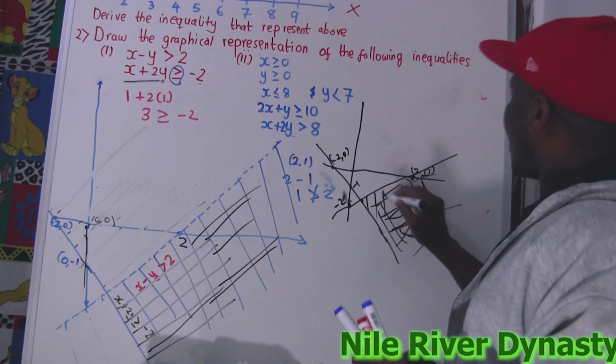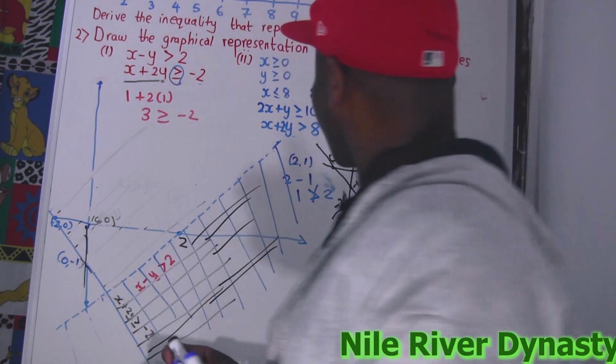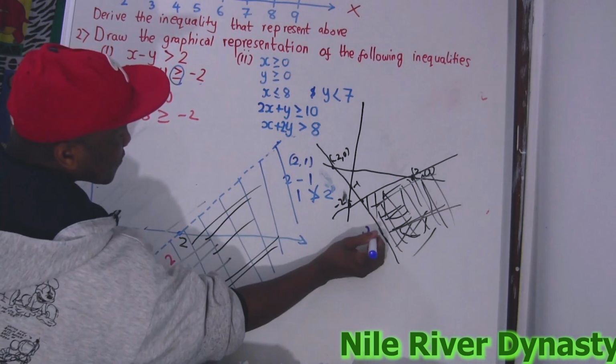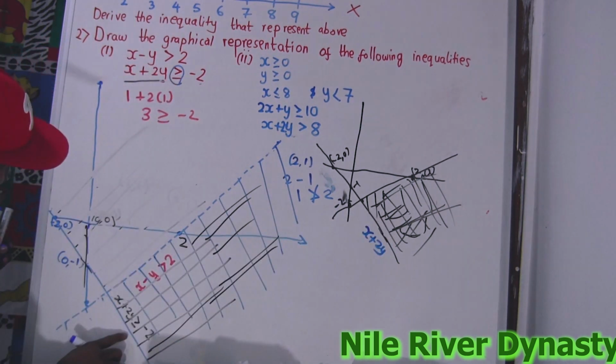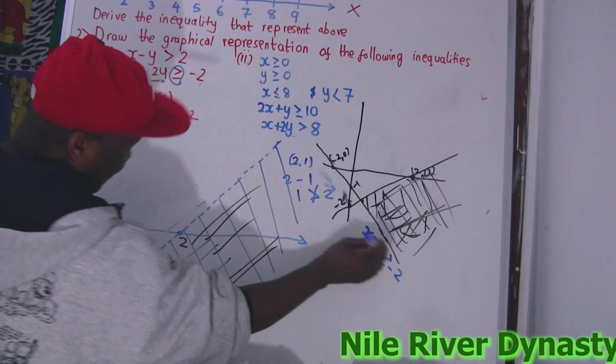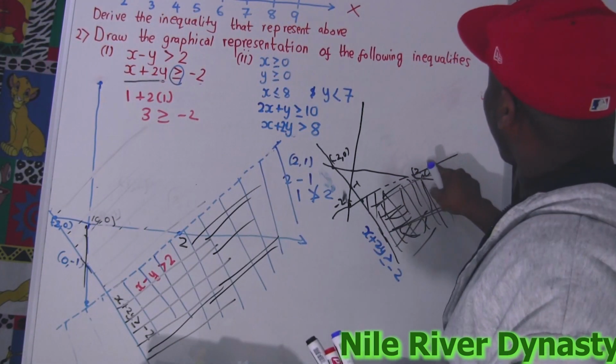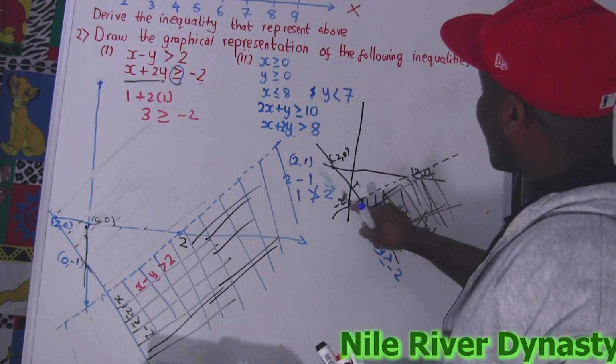Because this one went up and this one went down. You know what I'm saying? And make sure you allocate their equation. This is x plus 2y greater or equal to -2. And this, oh, it's dotted, excuse me. This is dotted, my apologies. This is dotted. So you gotta be very careful.